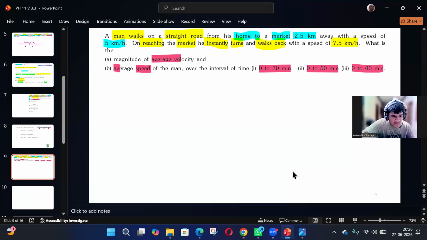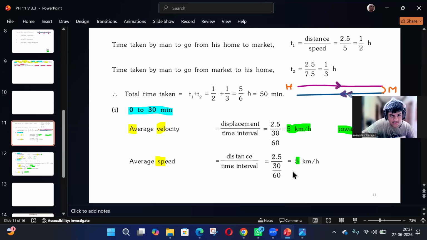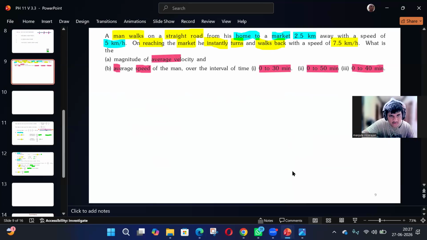What is the magnitude of average velocity? Average velocity is what? The total displacement divided by the total time. Okay, so if it comes out to be negative, you just have to forget the negative sign.